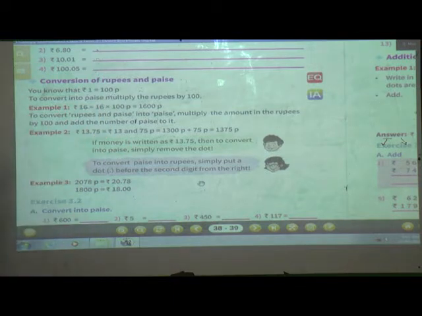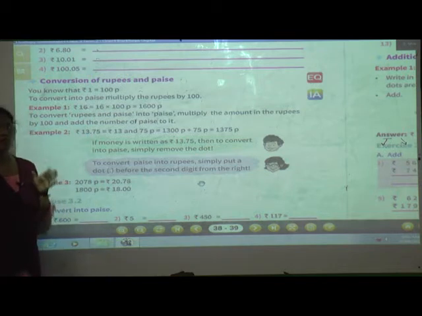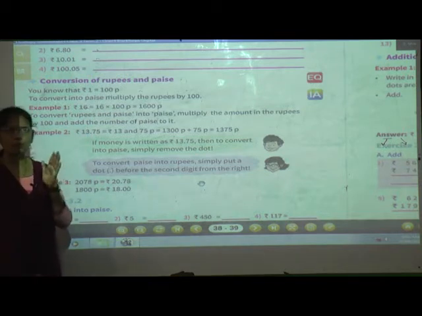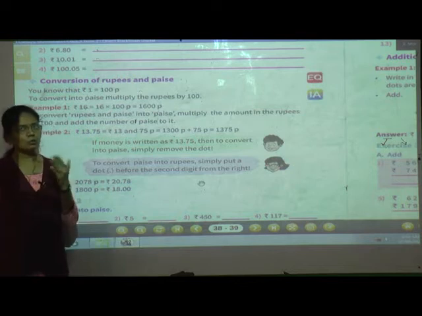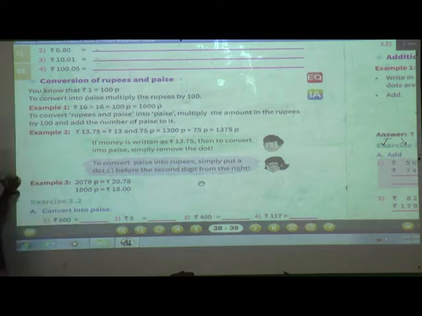So if we want to convert rupees into paise, then what we have to do is just multiply the rupees by 100, and then we will get the value in paise. Okay, see here, one example is there, rupees 16.